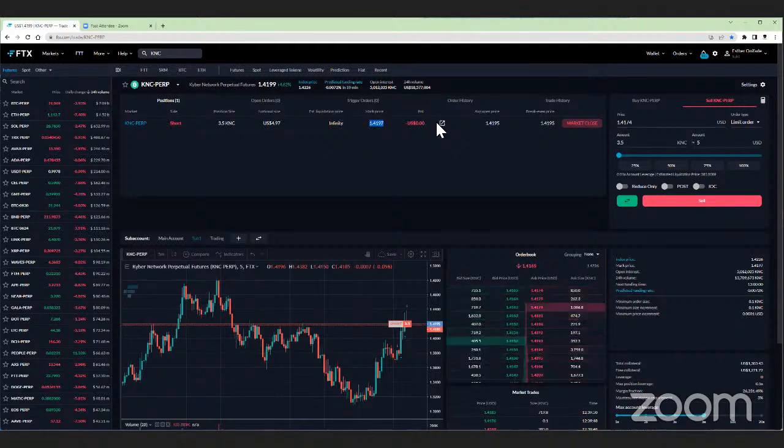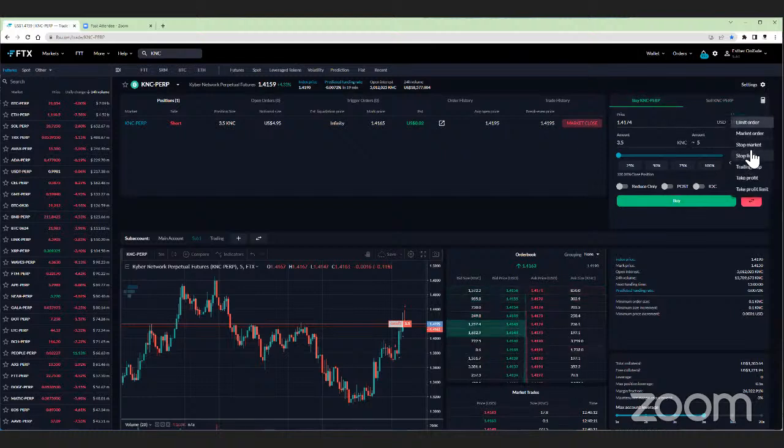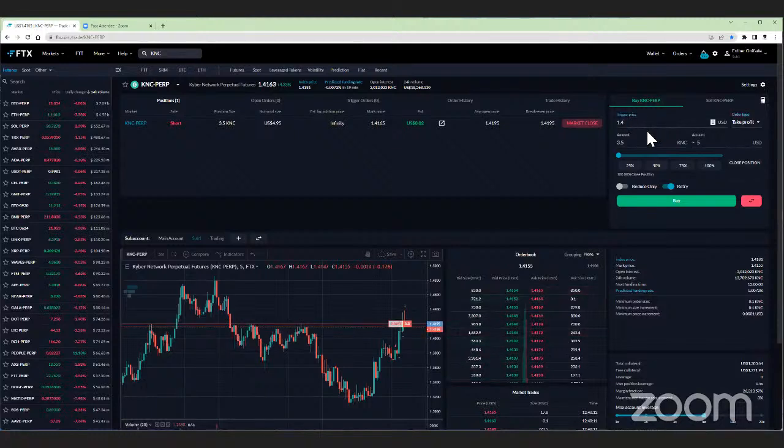My entry was 1.4195 and it's now 1.4199. Okay, I expect it to keep going lower for me to make money, by the way. So to set your take profit, you come here to the other side. Now I want to take profits at this point, which means the lower it goes, the more money I make. So I could say 1.4.